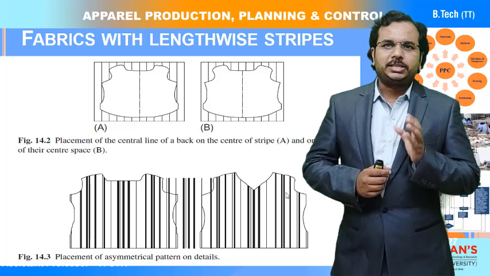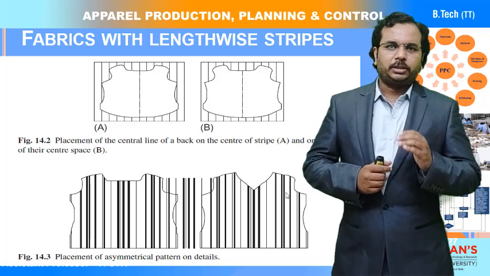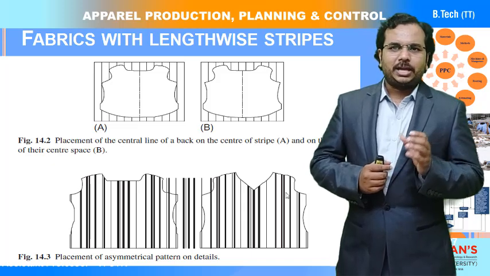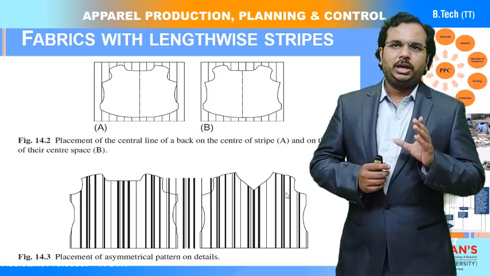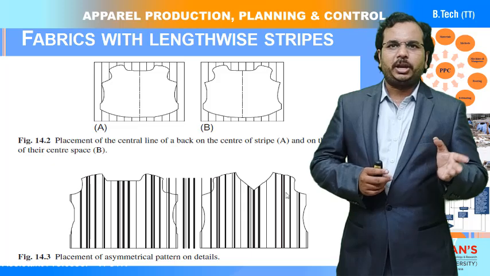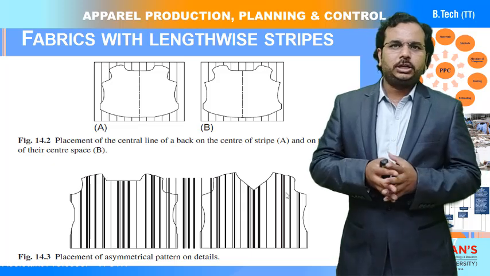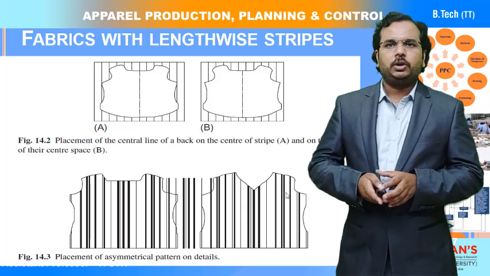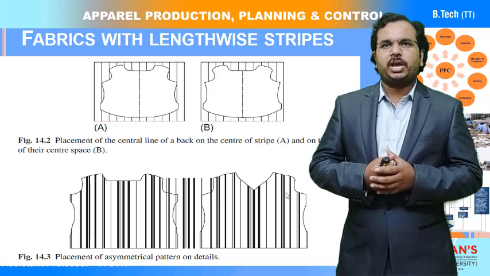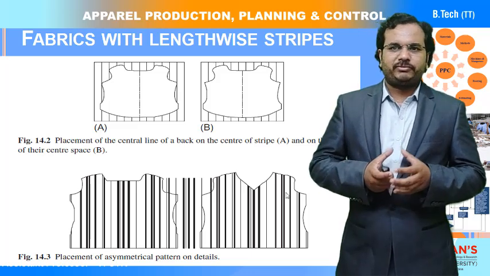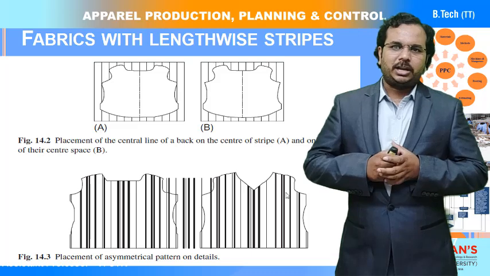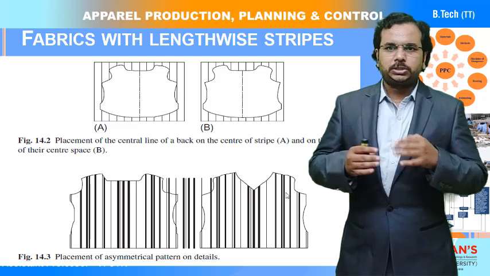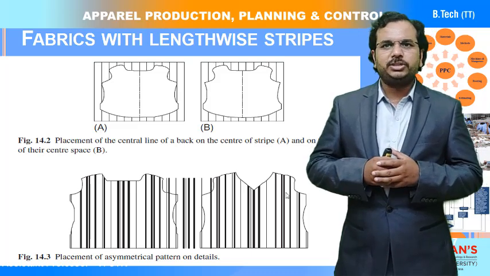You can see the figure at the bottom, the placement of asymmetrical patterns on the details. So asymmetrical patterns are shown in that particular image. The fabric we have has lengthwise stripes. After these panels are cut, it looks like the bottom image.